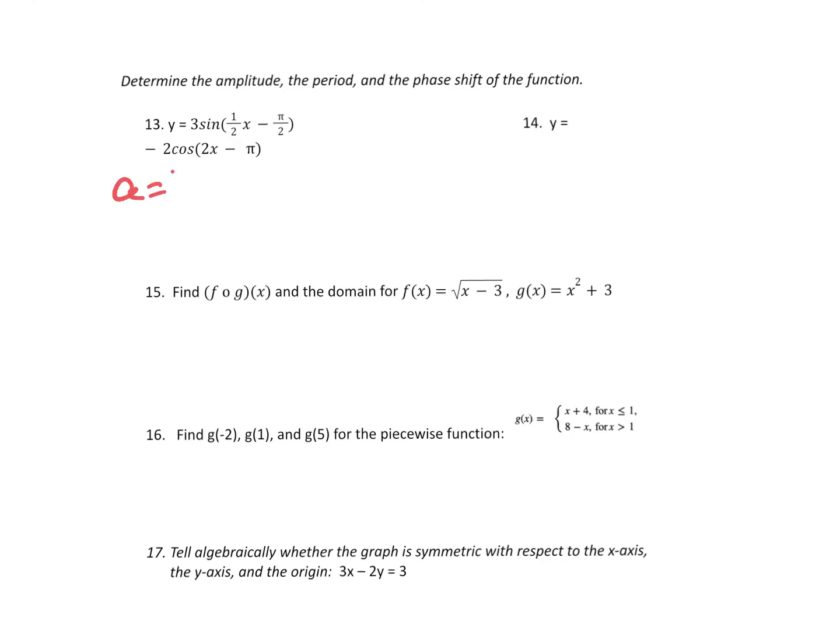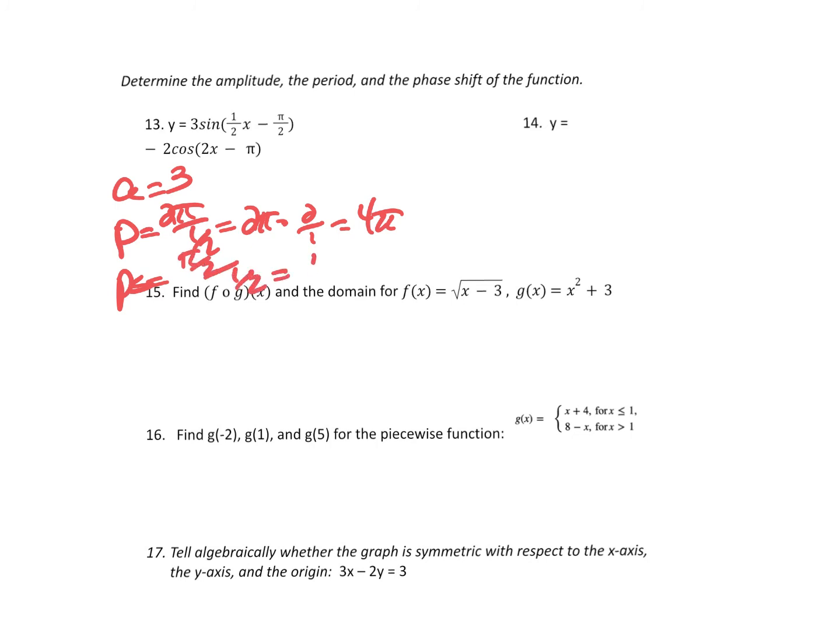You just got to tell the stuff. Okay, so the amplitude on 13 is 3. The period is 2 pi divided by 1/2, which, if you keep, change, flip, gives you 4 pi. And the phase shift is negative c over b, which would be positive pi over 2 divided by 1/2. Keep, change, flip again: pi over 2 times 2 over 1. The 2's cancel, you get pi. So there are your 3 answers for 13.